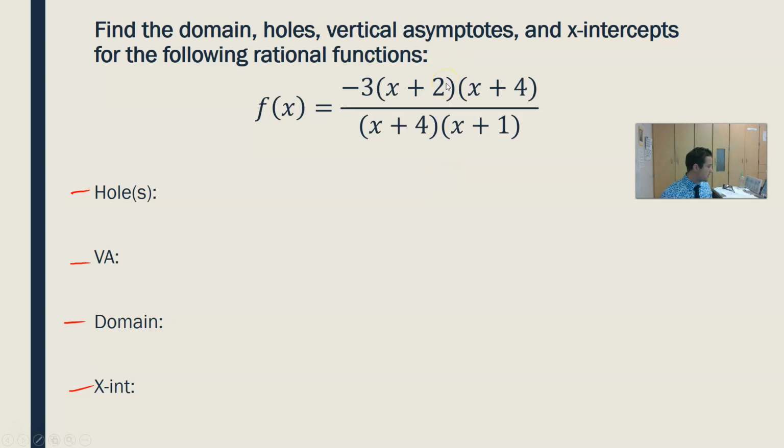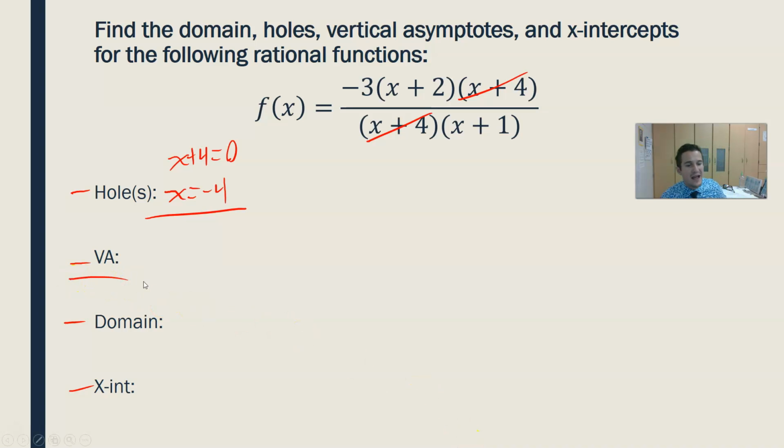So, remember, a hole is a point on the graph that isn't defined. It's a point that would make me divide by 0 in my function. Specifically, I find a hole by identifying any factors that cancel out. I can cancel out an x plus 4 in the top and in the bottom. So solving x plus 4 equals 0 will give me where the hole in my graph is. My hole is at x equals negative 4.